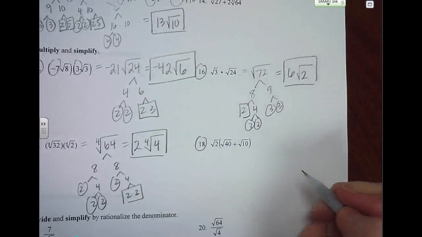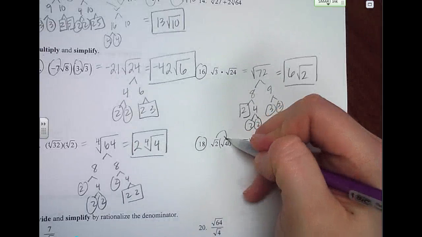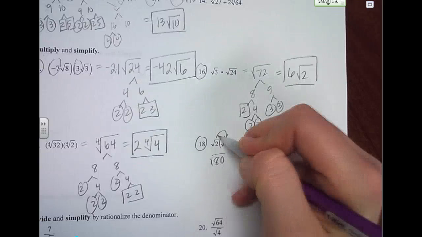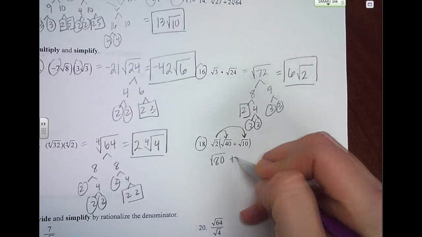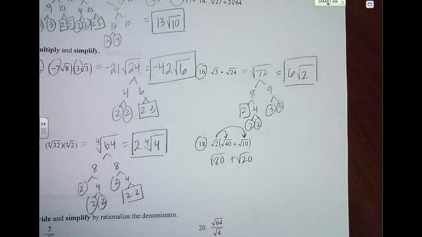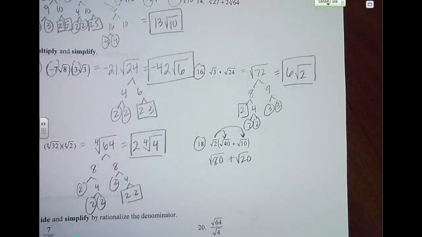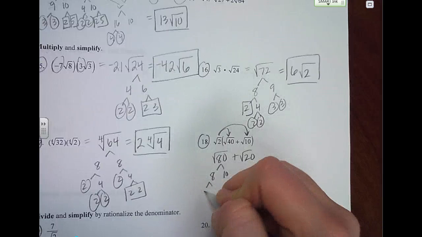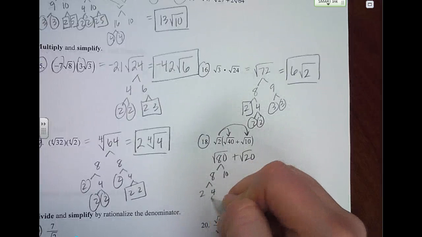And number 18, so this is distributing. So we're going to distribute here. That's going to be square root of 80. Distribute here, square root of 20. Again, multiply outsides together, multiply insides together. So we can simplify this. 8 times 10, 2 times 4.